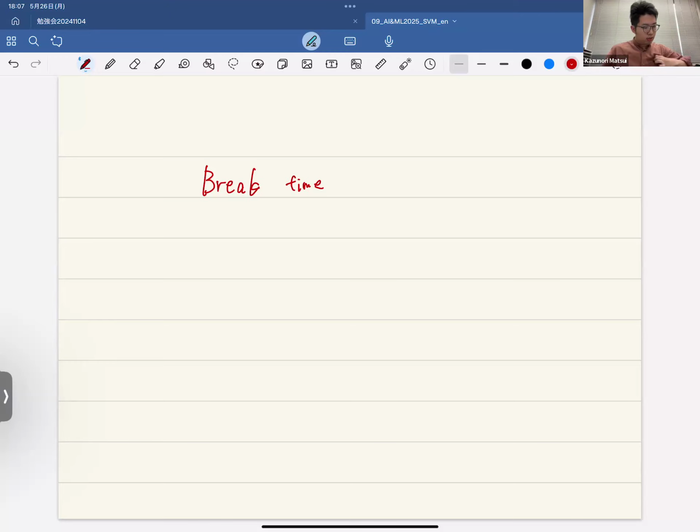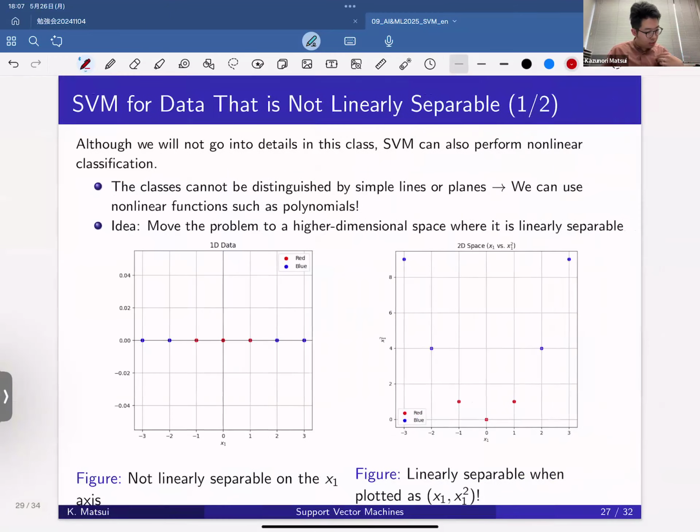Okay, let's restart. As a supplement, let me briefly introduce support vector machines for data that is not linearly separable. Although we will not discuss the details and will not go too deep, support vector machines can also perform nonlinear classification. We cannot distinguish classes with simple lines or planes, but in such cases, we can use nonlinear functions such as polynomials.